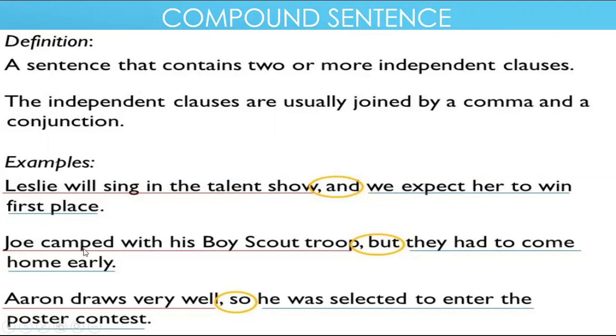Second example: Joe camped with his Boy Scout troop. This was actually happening, so even till here the sentence is pretty good. We don't need to add more, but we are adding one more connector here. After using a connector, we can see the next part: they had to come home early. Because of this, it should happen this way. So they had to come home early.